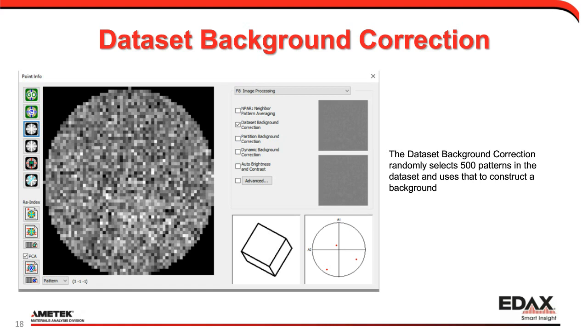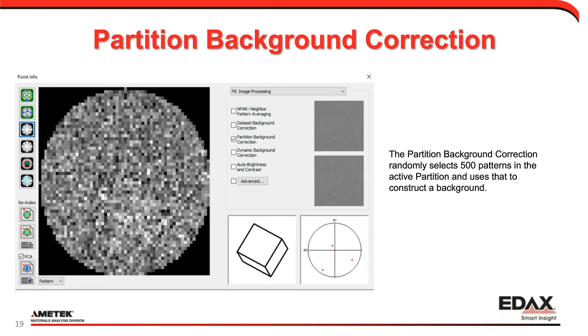The other one is going to be the partition-based. If I have my data already partitioned, I can just do a partition-based background, and that essentially takes up to 500 patterns from that active partition.